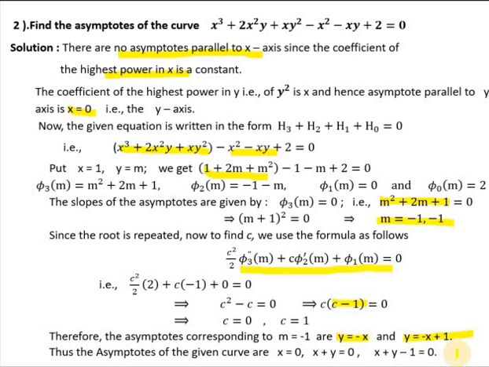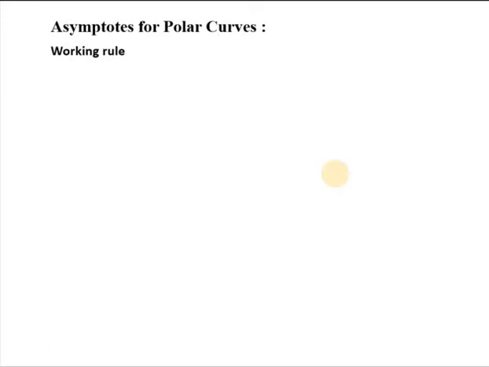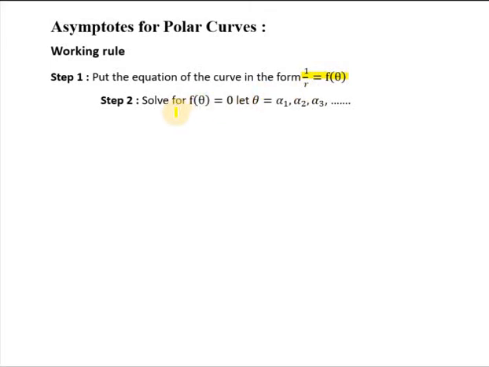Let us work out few problems on polar curves. Let us know the working rule to find the asymptotes of the polar curve. Step 1. Put the equation of the curve in the form 1 by r is equal to f of theta. So, you have to reduce the given equation to 1 by r is equal to f of theta. Then step 2. Solve for f of theta is equal to 0 and let the values of theta be alpha 1, alpha 2, alpha 3. Then find out f dash of theta, that is the derivative, and find the values at theta is equal to alpha 1, alpha 2, alpha 3 and so on.